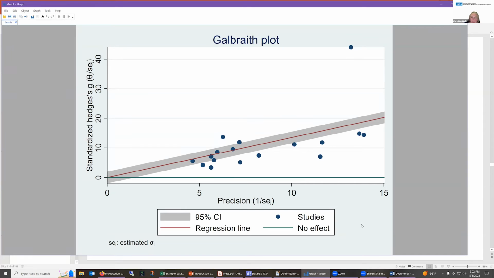All right, so here you get this kind of plot. On our y-axis, we have our standardized Hedges' g. Notice it goes from 0 up to 40 here. And along the x-axis, we have precision. So precision is low over here and high over here. This green line here is no study effect.